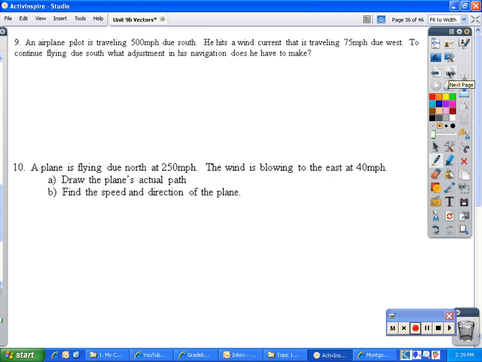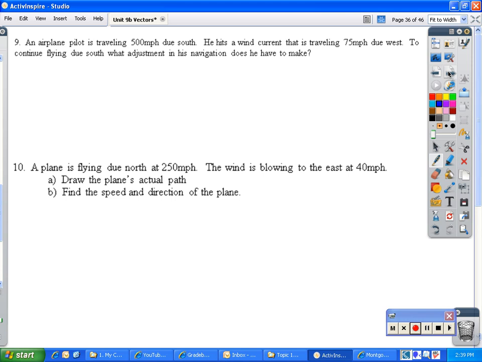9 and 10 are our word problems. And vector word problems are pretty straightforward. The ones that we're going to look at are all about right angles. So I personally would love it if you could follow the way that I do it. I think it eliminates a lot of errors. So when I do this, I start with the first direction, I draw it, and from the end of that direction, I start drawing the next direction.